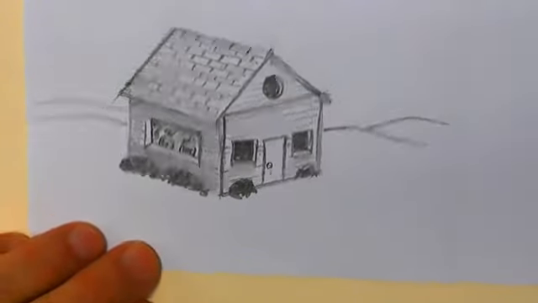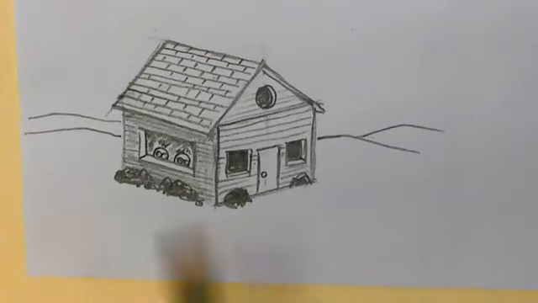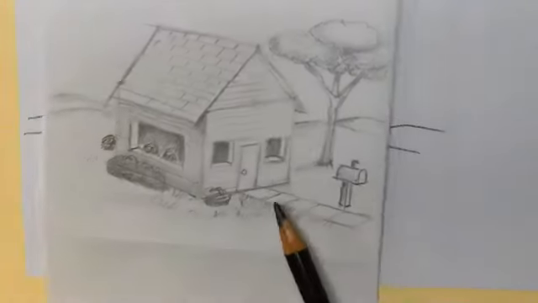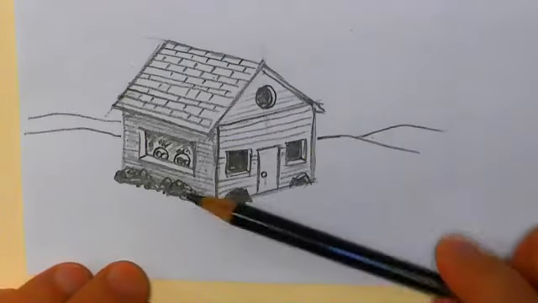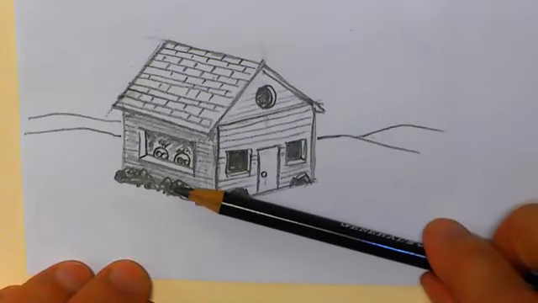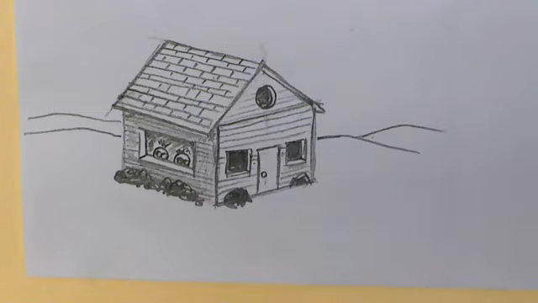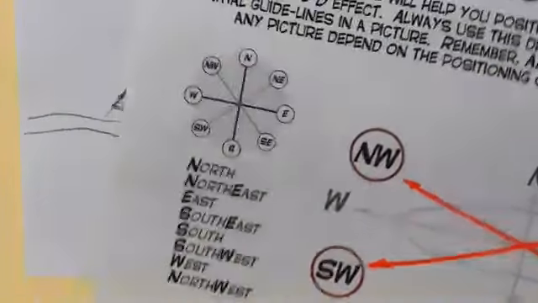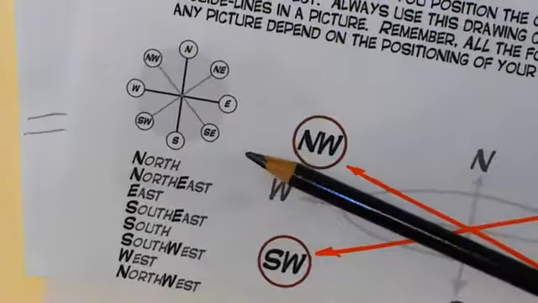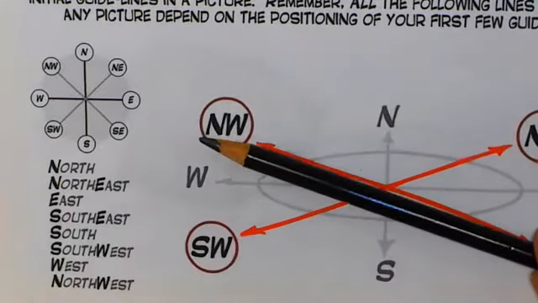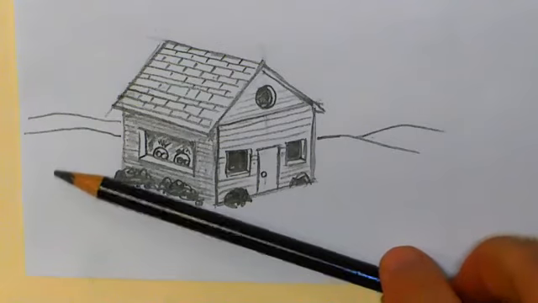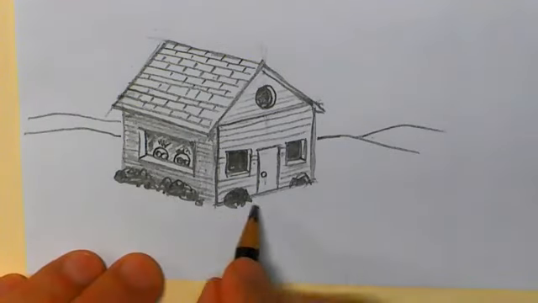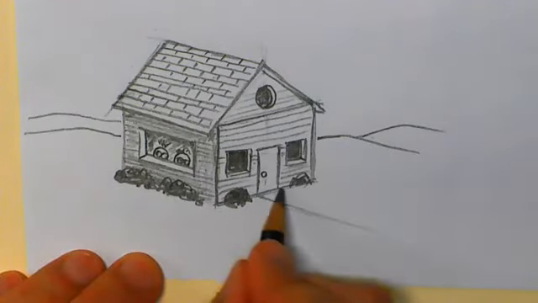All right, so I'm going to come down to the bottom here. And now I want to put in a sidewalk here also. And the sidewalk that I do, I want this angle to go up northwest. And again, looking at my drawing compass, northwest, whoops, northwest goes at an angle like this. Here's my northwest. So I want to put in my sidewalk coming northwest.